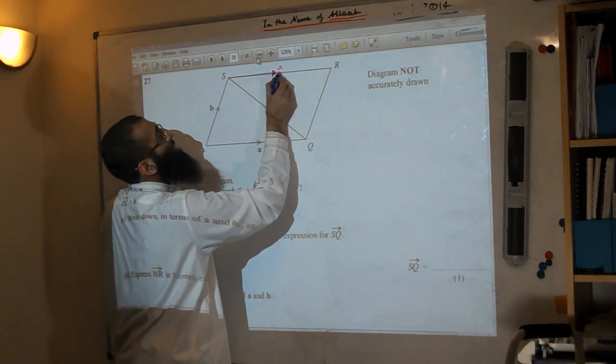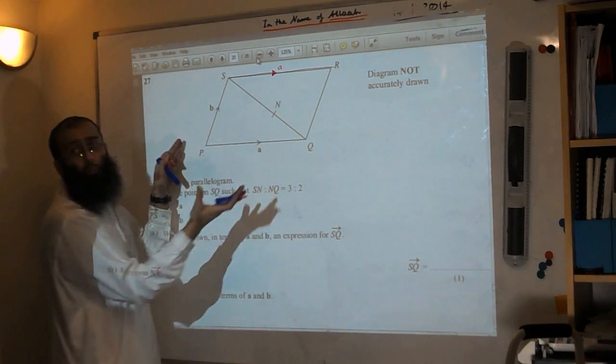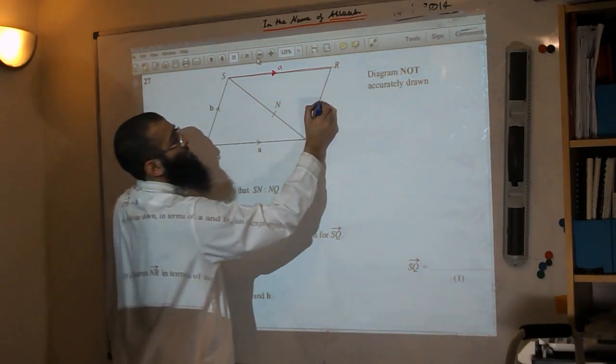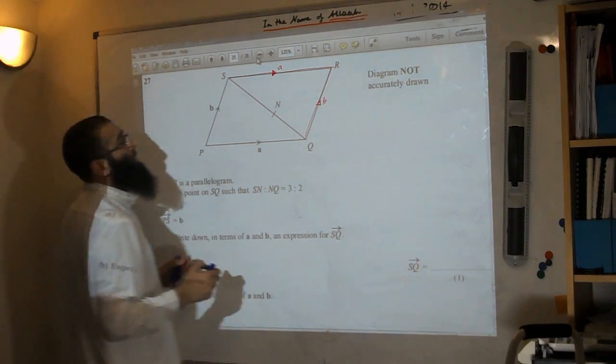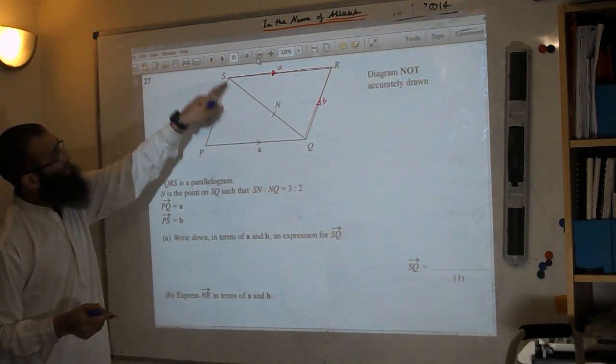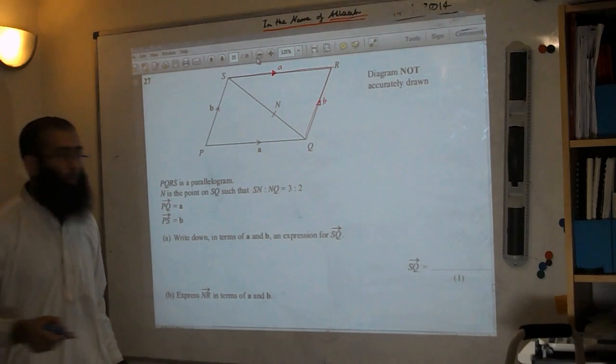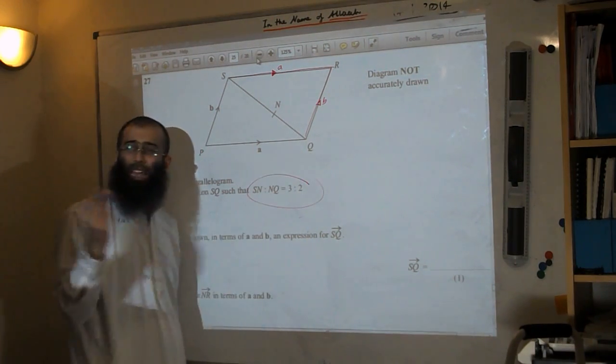So the other two sides can be parallel, of course, because it's a parallelogram. So this is B. So this one will also have to be B. Okay, lovely. S to N, and this is the part that students get wrong in the exam every time.